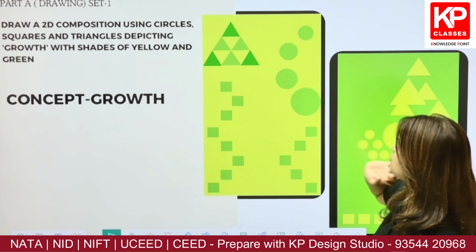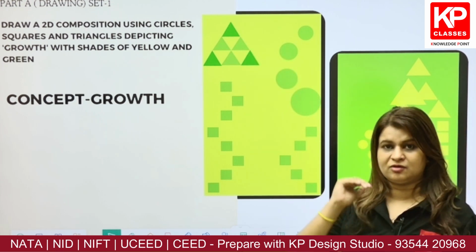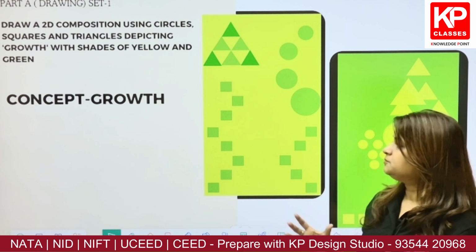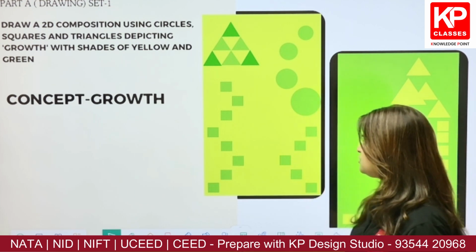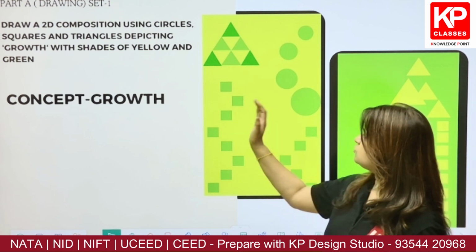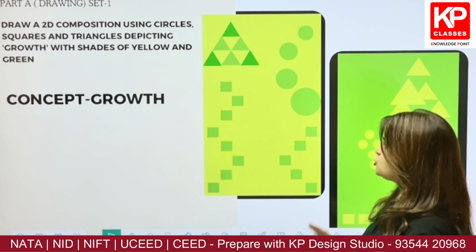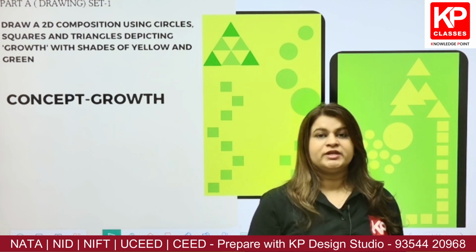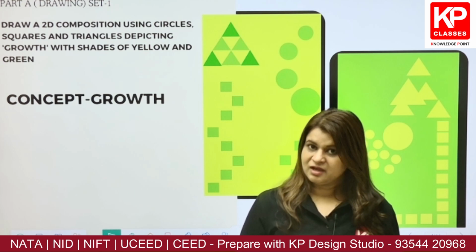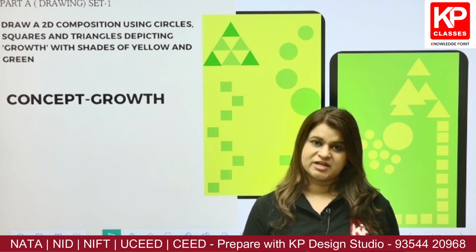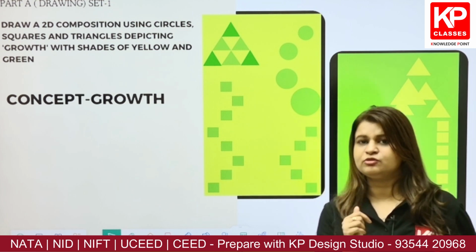I have shown various elements over here. Through circles, I have shown growth in terms of size, then growth in terms of a vertical structure where different elements are coming together and forming a vertical structure. Here I have shown growth in terms of a movement where things are growing and moving forward. So this is more of a 2D composition. Remember, it's 2D. You have to stick to the shapes. You cannot change the shape. You cannot make them into a 3D form. So there are certain things that you have to keep in mind.